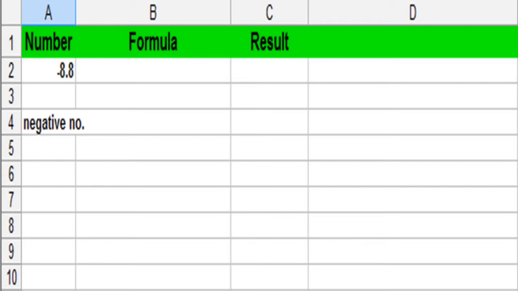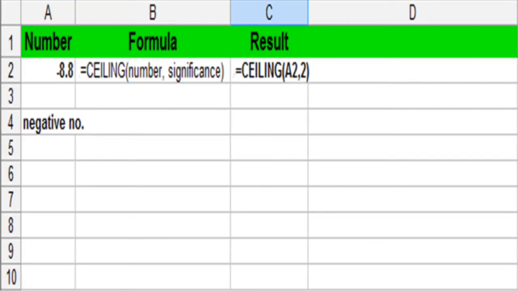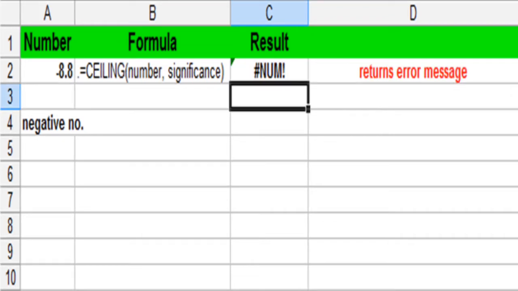Number minus 8.8. Significance 2. Formula: equals CEILING(A2, 2). Press enter. Returns error message.